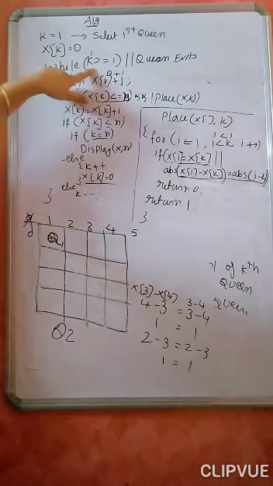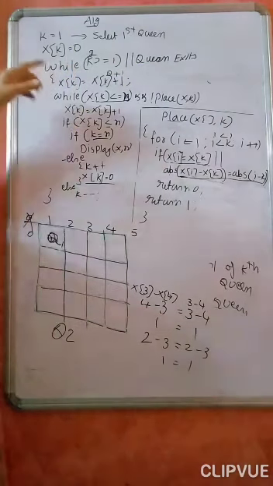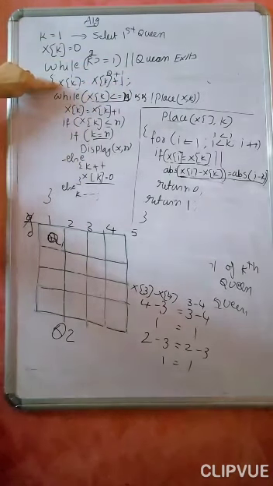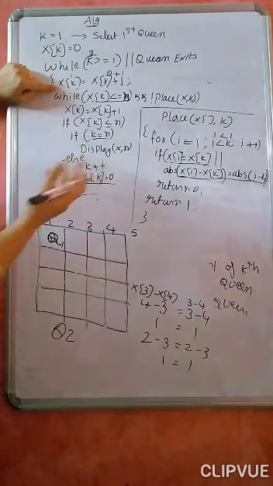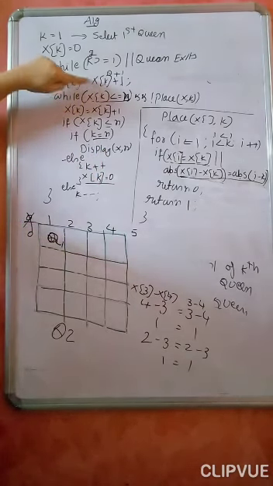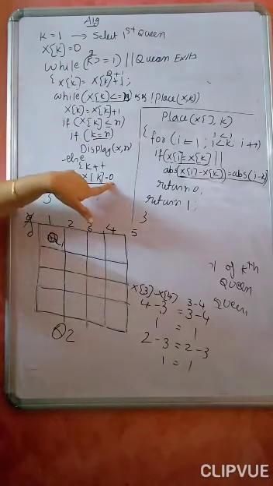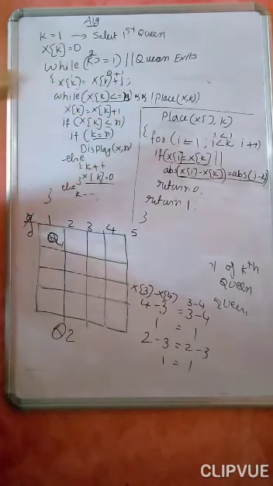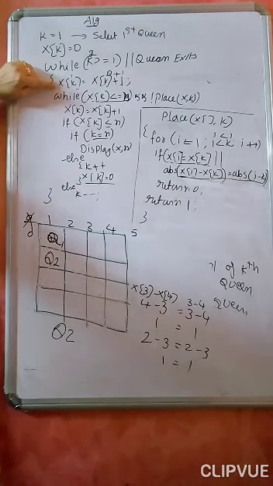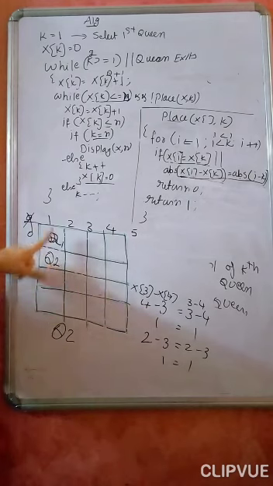So while k, what is my k? 2. Is 2 greater than or equal to 1? Yes, which means a queen exists. Then I will come here and place the queen in the next column. So x of 2 is equal to, k value is 2, right? What is my x of 2? We have initialized x of 2 to 0, so it is 0 plus 1, which is 1. It means I am trying to place the second queen in the first column. So x of 2 is equal to 1, which means I am placing the second queen in the first column.